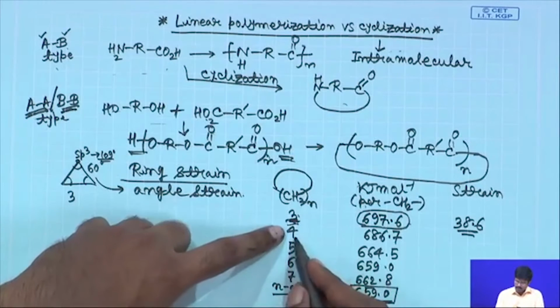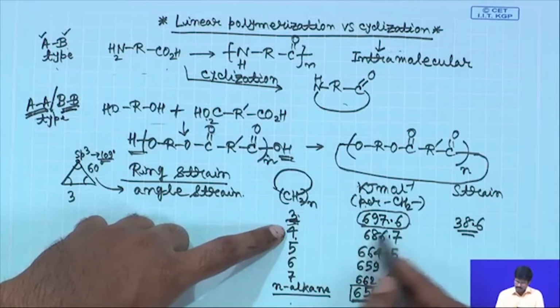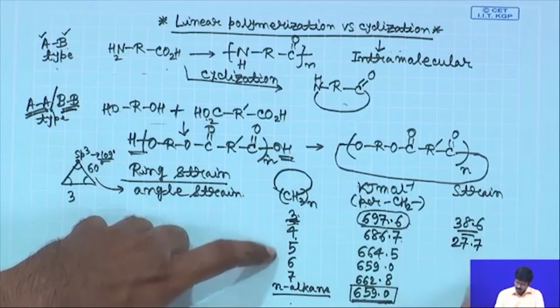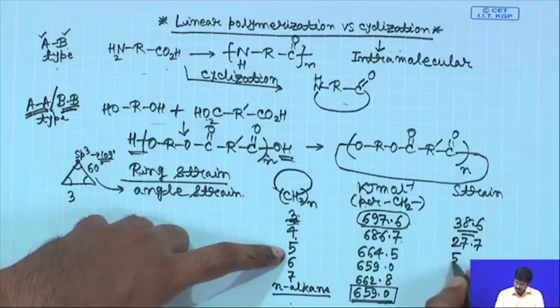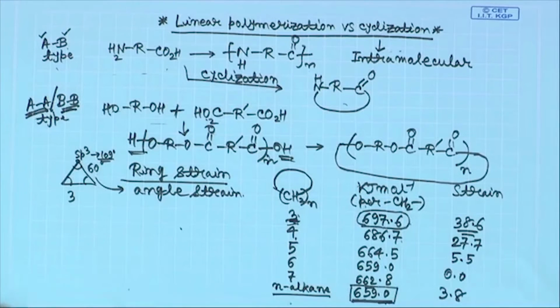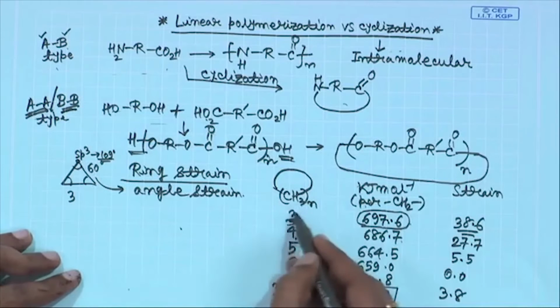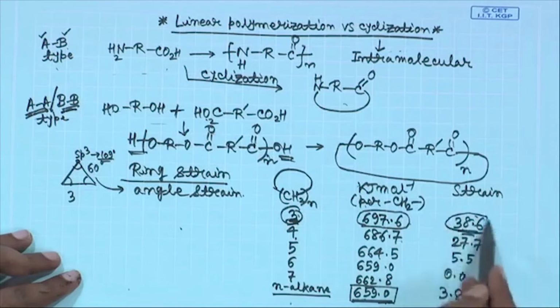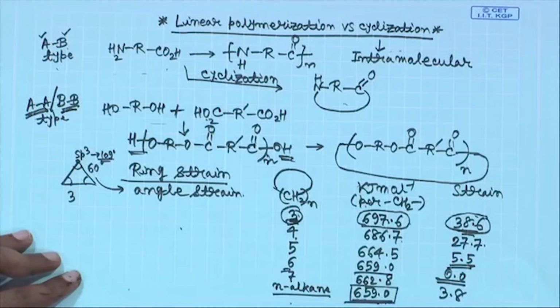Correspondingly, for 4 the strain is a little bit lower because the heat of combustion is lower. That will be 27.7, and for 5 membered ring it is 5.5, 6 membered ring it is 0, 7 membered ring it is 3.8, and so on. So you will see, for example, the 3 membered ring is one of the most strained rings. So, strain is the highest. 4 membered ring the strain is lower, 5 membered ring it is much lower, 6 membered ring there is no strain at all because you are comparing with the n-alkane, and then again the strain increases a little bit.